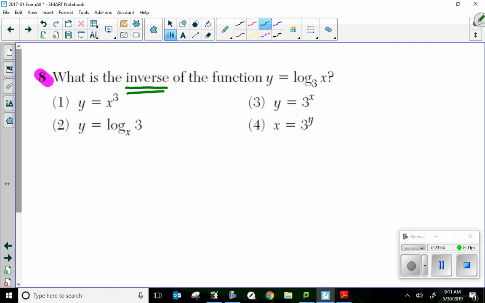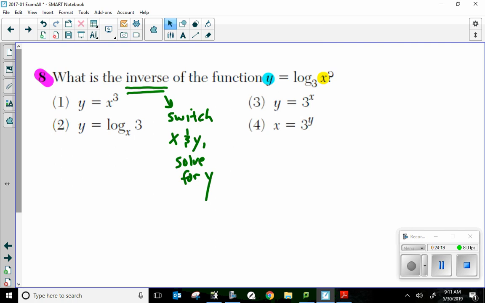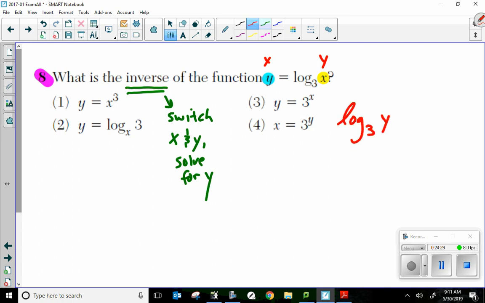Okay. In order to find the inverse, you just switch x and y, literally, and then solve for y. Okay, you switch your x and y and solve for y. So I am quite literally going to take my x and move that to where my y is. And I'm going to take my y and put that where the x is. So if I rewrite this, this is going to become my y, and this is going to become my x. So I'm going to say the log base 3 of y equals x.